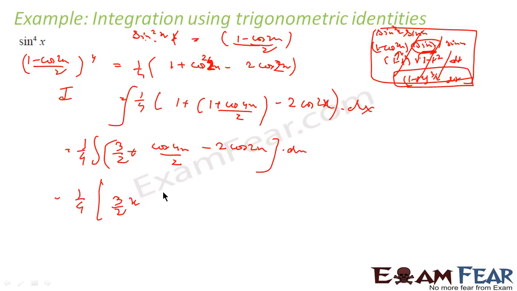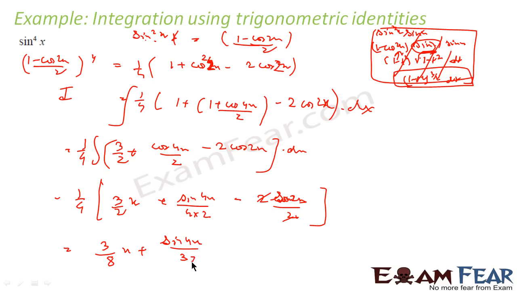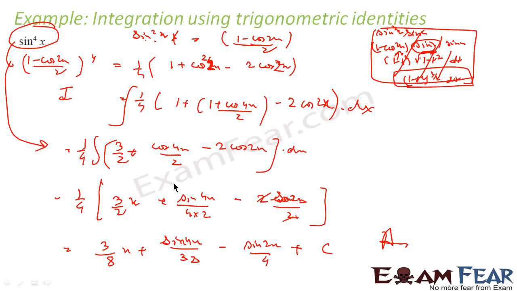And cos 4x by 2 will become sine 4x by 4 into 2, and minus 2 cos 2x will become minus 2 sine 2x by 2. Correct. So if you solve this further, you get 3 by 8 x plus sine 4x by 32, minus sine 2x by 4, plus some constant, and that is my answer. So what you have seen, we have converted this integrand, which is really difficult to integrate, to a simpler version. Using my trigonometry formula, I converted a complex integrand to a simpler integral.